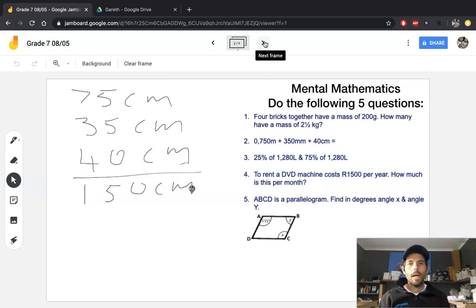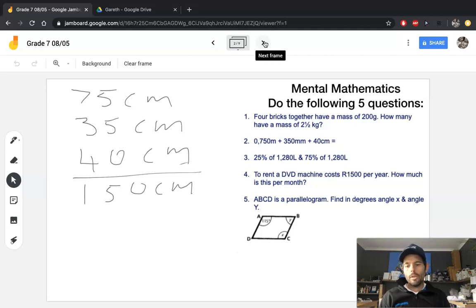The same thing would have applied if you had converted it all to millimeters or to meters. You would have ended up with 1.5 meters or 1,500 millimeters. Okay, so that's your answer for number 2.